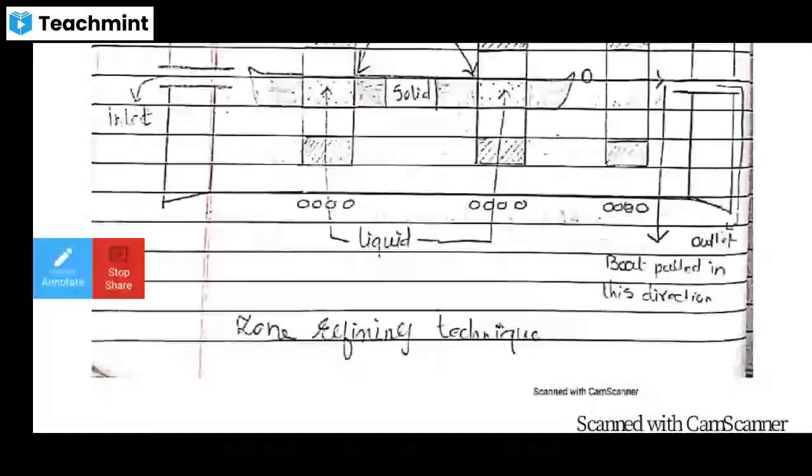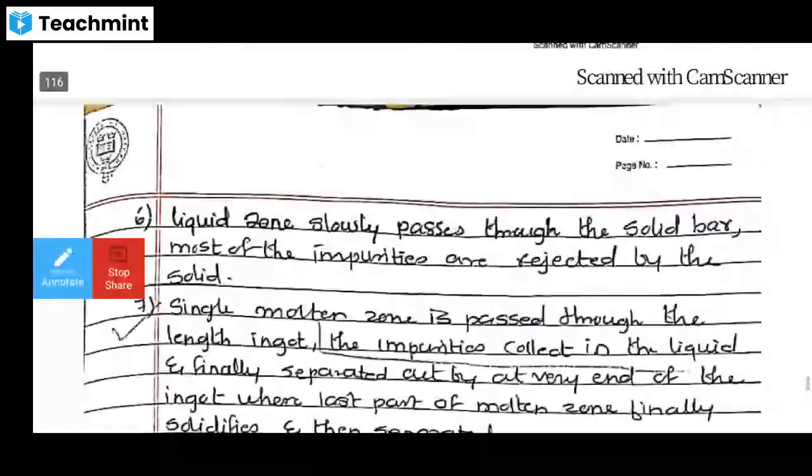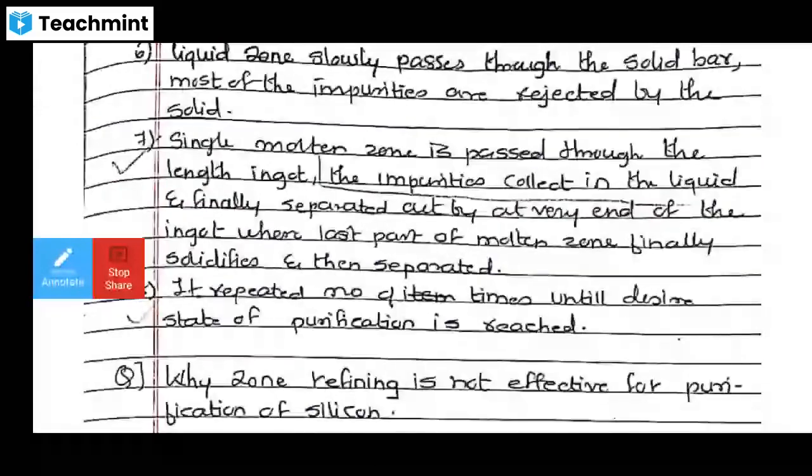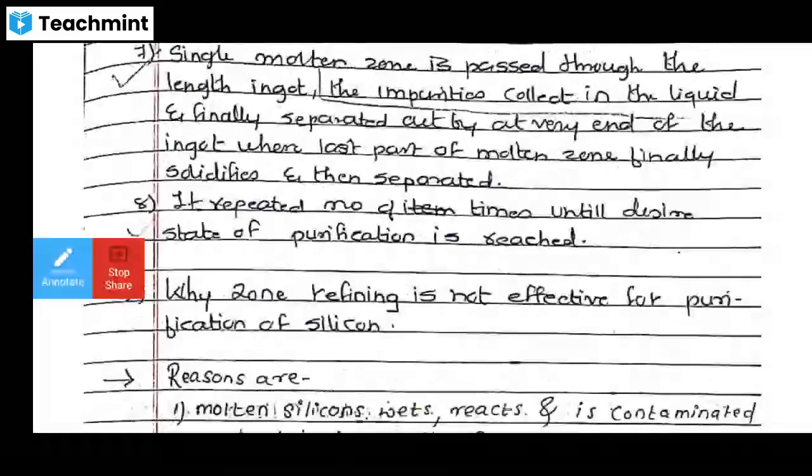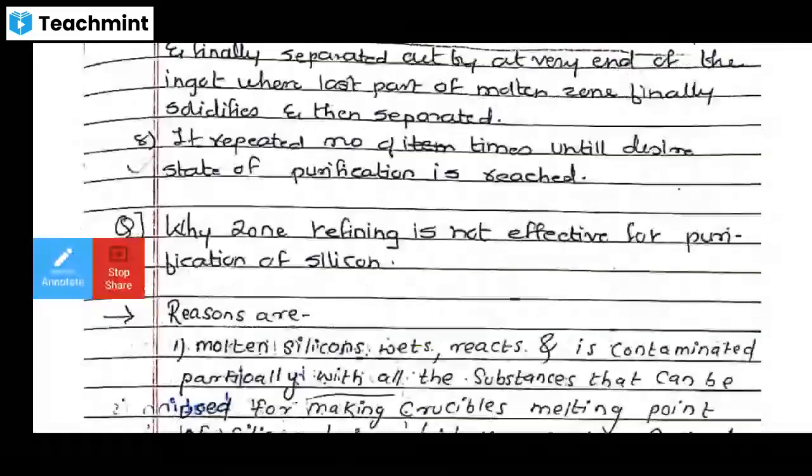The liquid zone slowly passes through the solid bar and most of the impurities are rejected by the solid. A single molten zone is passed through the length of the ingot, impurities collect in the liquid and finally separate out at the very end of the ingot, where the last part of the molten zone finally solidifies and is then separated. So it is repeated a number of times until the desired state of purification is reached.